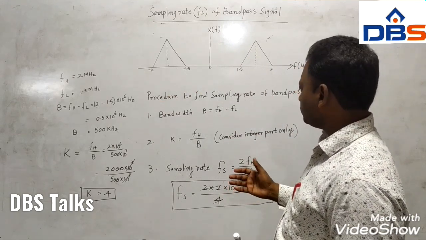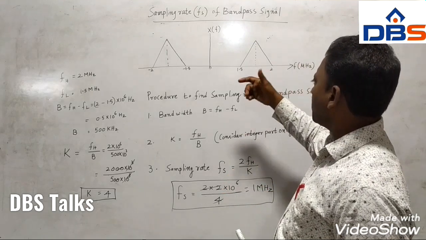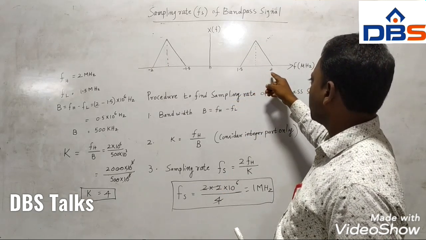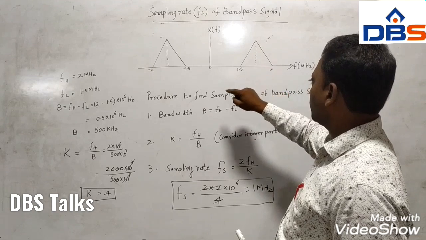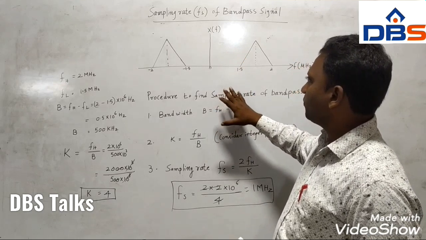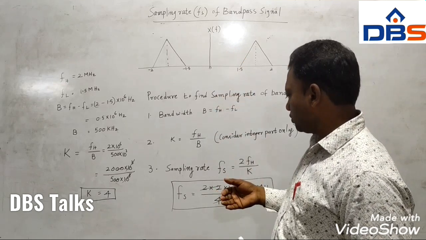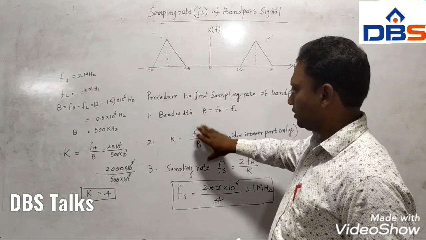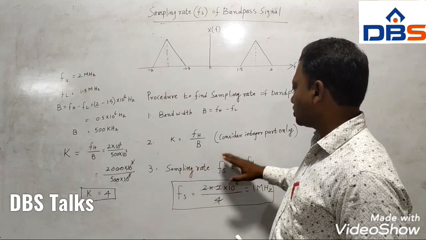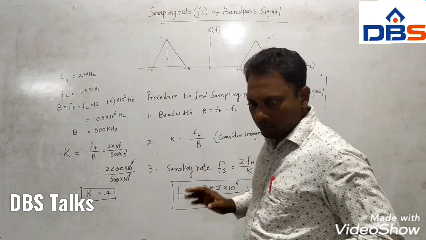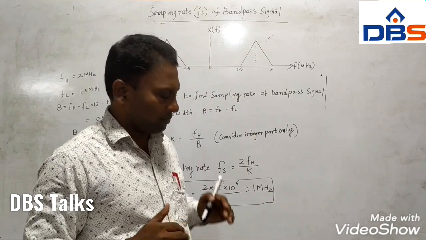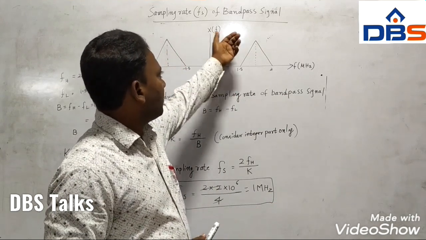Okay. So you can even observe this. If you take the low pass signal formula, Fs is equal to 2 times fm. Here the highest frequency is 2, so if you multiply by 2, you will get 4 megahertz. That is incorrect with respect to the sampling rate of band pass signals. If you want to compute the sampling rate, first you calculate the bandwidth, then you find out the k value, which is some integer, and after that the sampling rate fs is equal to 2 fh by k. This is the procedure to find the sampling frequency of a band pass signal.